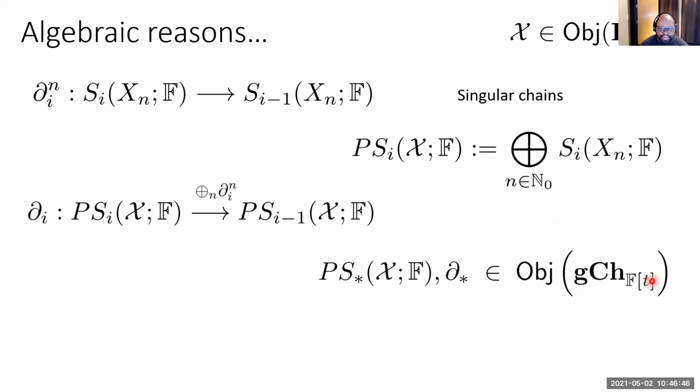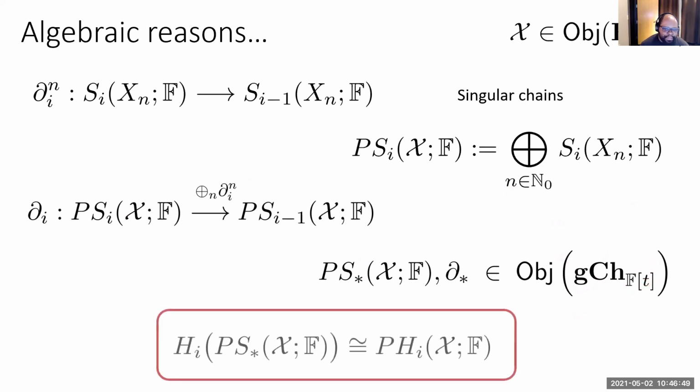So what we're getting in the end is a graded chain complex, a chain complex of graded modules over the polynomial ring F[T]. And the very simple observation is that if you compute just the standard homology of this chain complex, you recover the persistent homology of X as F[T] modules. So this is an isomorphism of graded F[T] modules. And the only thing being used here is the fact that homology distributes over direct sums. That's the only thing we're using.